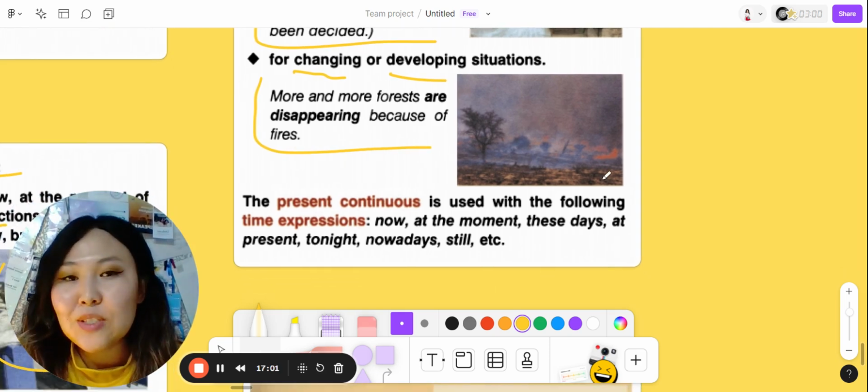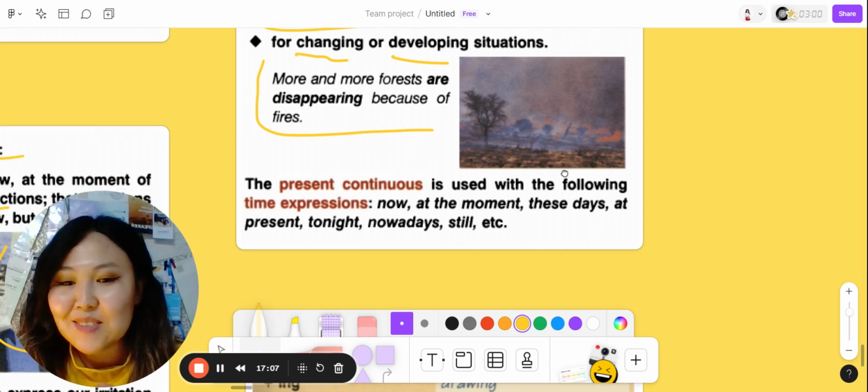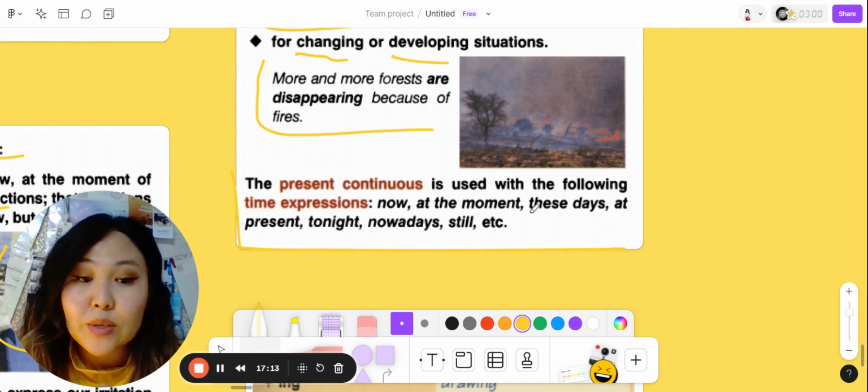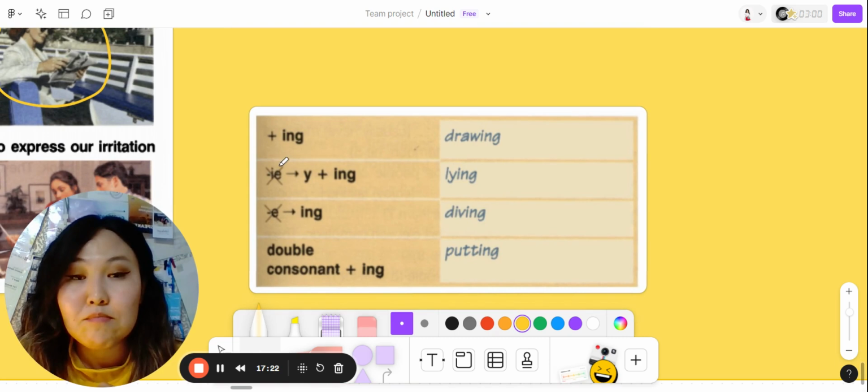Or more and more teenagers are watching TikTok nowadays or these days. So the time expressions that are used in present continuous are now, at the moment, these days, at present, tonight, nowadays, still, etc. If we talk about ing ending, it's pretty clear.